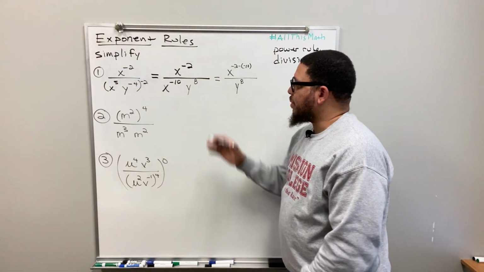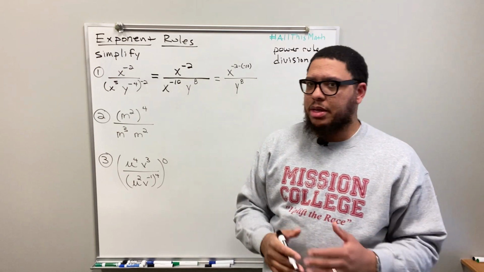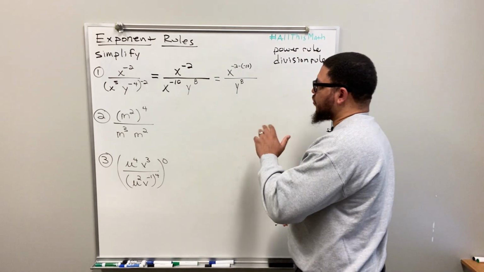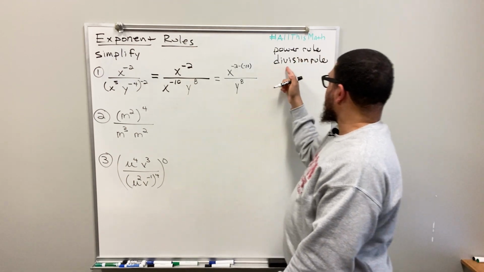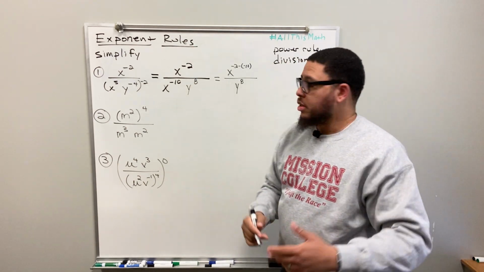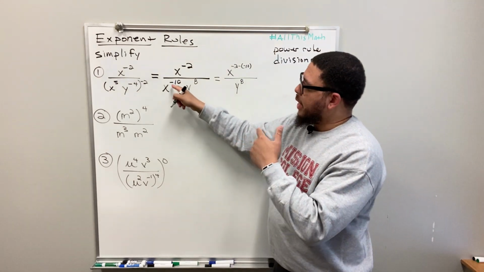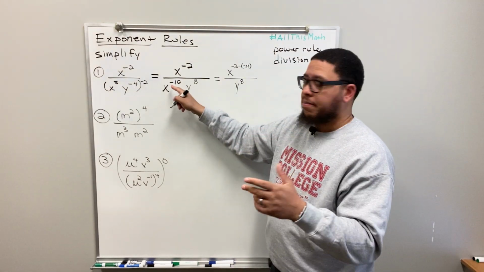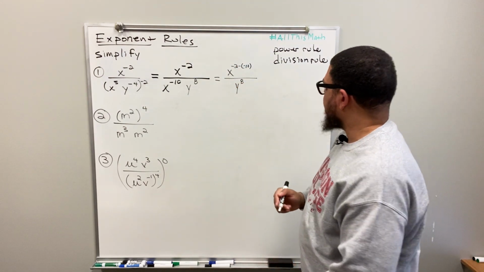Now, we got to be careful about these negative signs. Be careful with your negative signs. Don't leave none of them out. Because remember, this is already a -2. The division rule says that we have to subtract. So that gives me this minus sign. And then my exponent down here is a -10. So that's -2 minus -10, right?